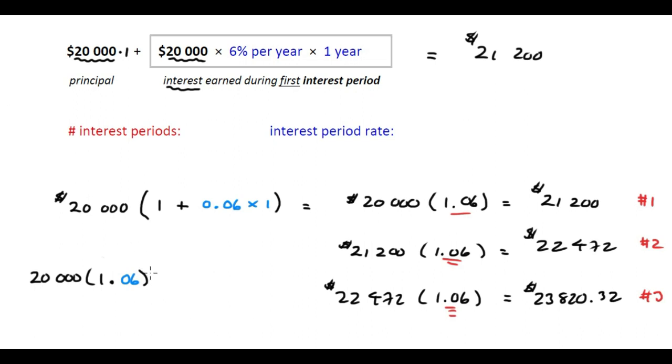And I think I actually might write it out just so we're 100% clear. That 1.06 is constant every single interest period. I think we can now see, oh yeah, that's repeated multiplication 3 different times representing the 3 interest periods. So if you go to your calc and you type in 20,000 multiplied by 1.06 to the power of 3, you will get in one step $23,820.32, and we've really streamlined that whole process.